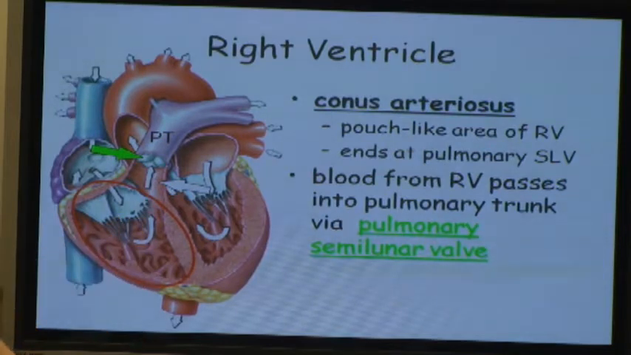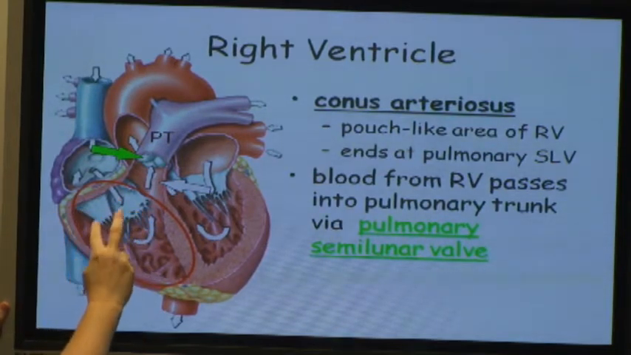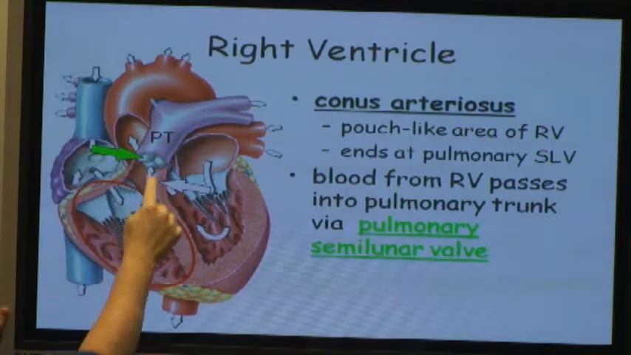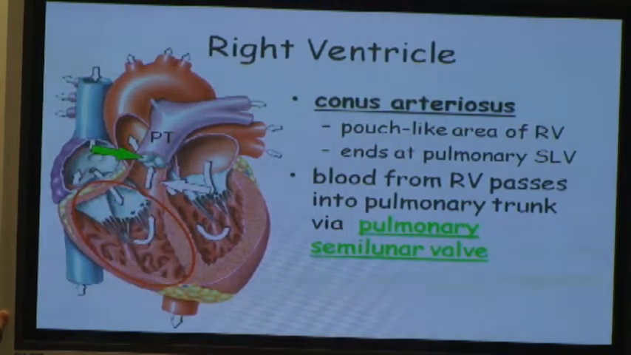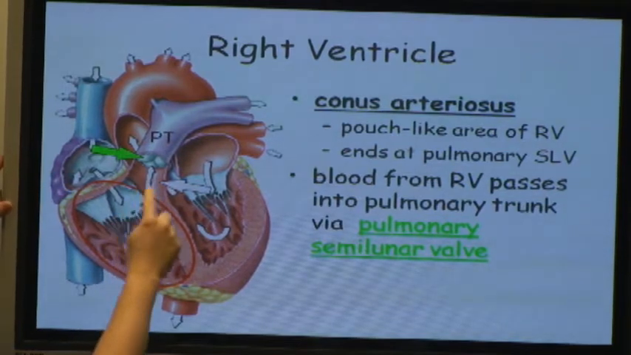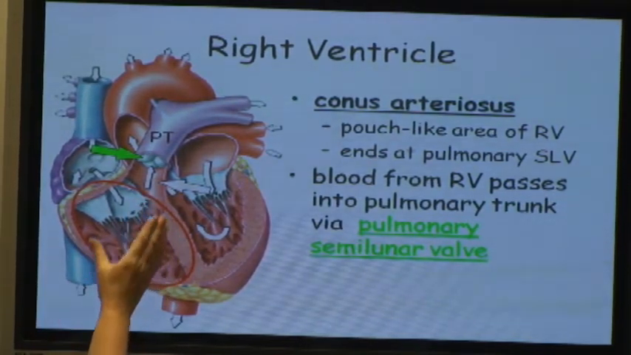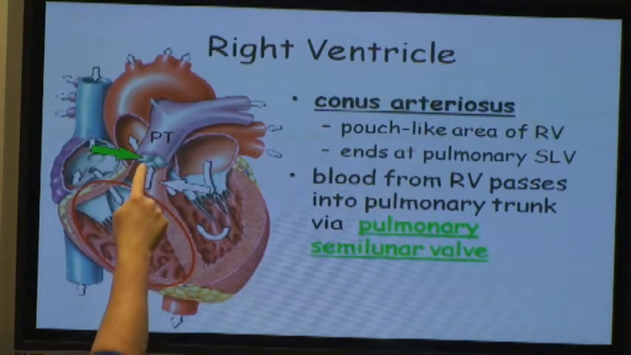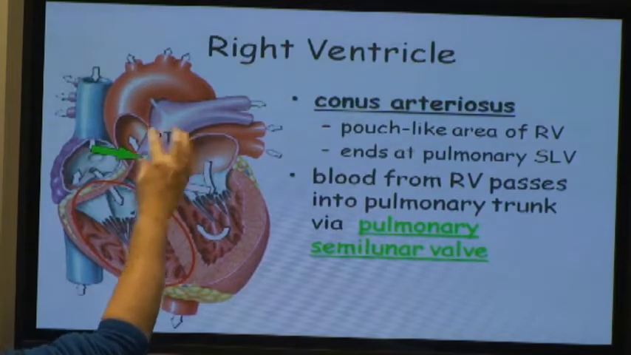Now, when the right ventricle contracts, first thing that's going to happen is this valve is going to shut, and blood is going to be shunted eventually to the lungs. This little area here, I don't care that you know this, but in case they talk about it in lab, is called the conus arteriosus. But the point is, the blood is going to go through a valve called the pulmonary semilunar valve. Once it goes through the pulmonary semilunar valve, it's going to go into what's called the pulmonary trunk.